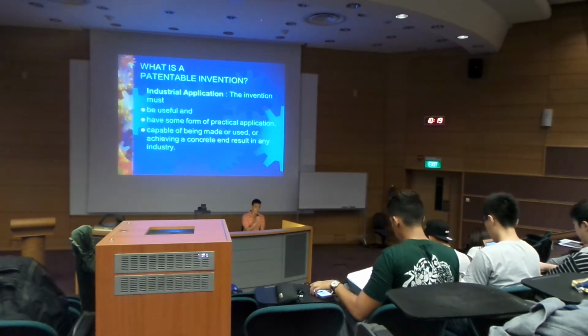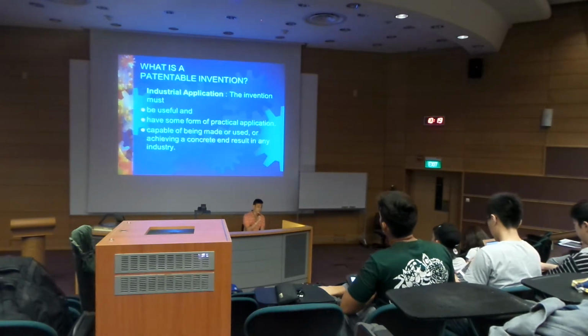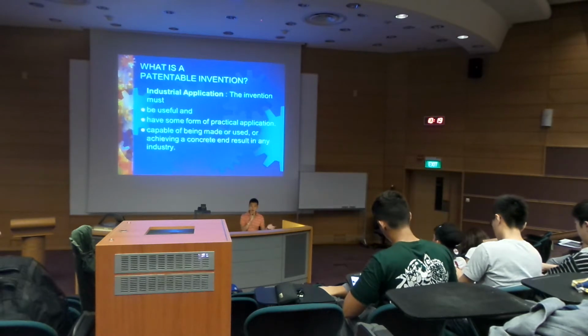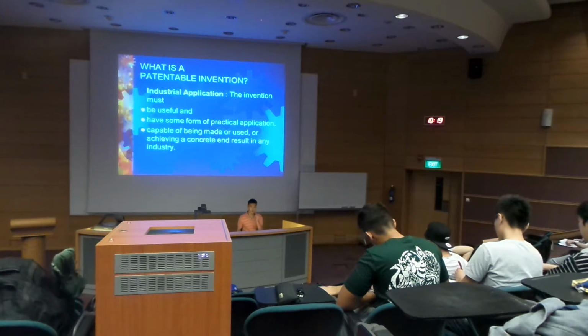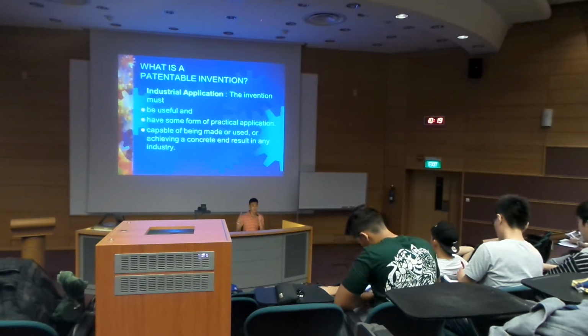The third criterion is that it must have industrial application. What is industrial application? Industrial application is by far of the three the most easily satisfied criterion, because the meaning of the word industrial application is very loose. It means that so long as there's some kind of practical application, it is deemed to have industrial application. Industrial application doesn't mean that it has to go to a machine, it has to go to a factory to be manufactured. It means that it just has to have some kind of application.